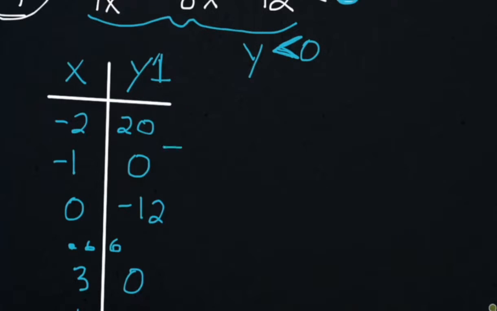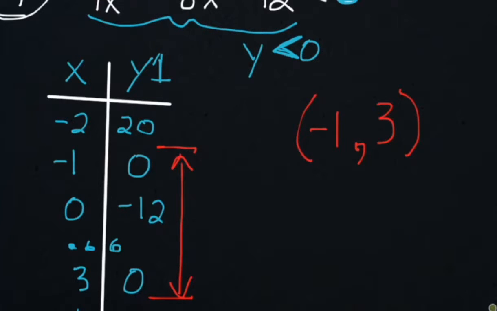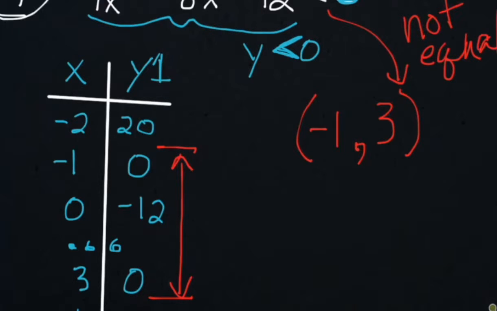Well, it's equal to 0 at -1 and equal to 0 at 3. And everywhere in between those two numbers, it goes down or negative. That means I can go from -1 to 3. But we don't use brackets, we use parentheses because it's not equal. So make sure you remember when to use your parentheses and when to use your brackets.